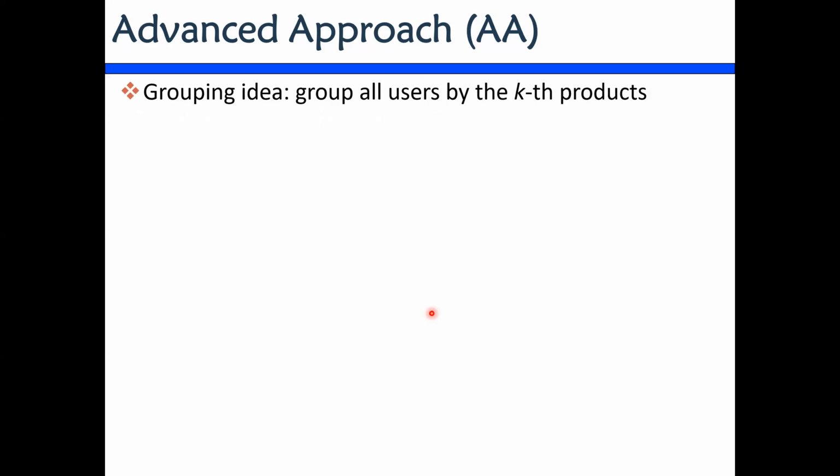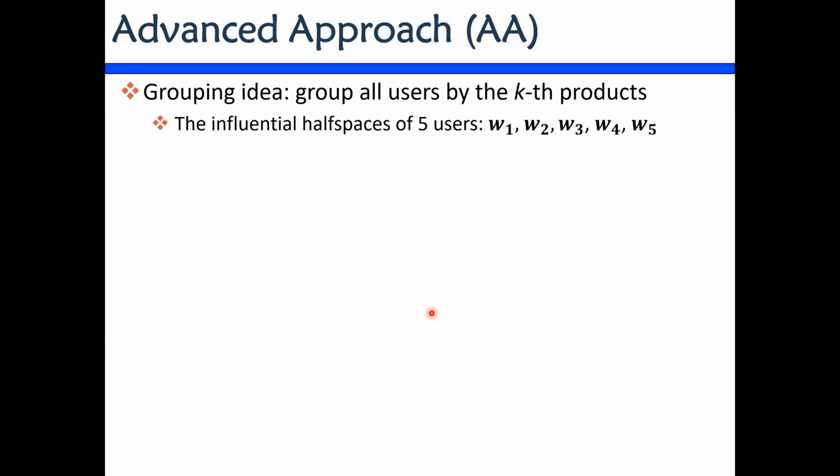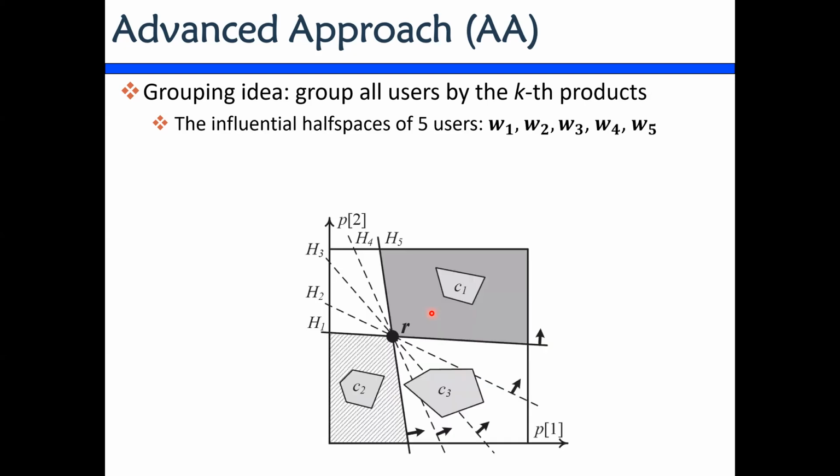So a central idea that we'll use is a grouping idea. We group our users according to their kth product, so that users that have the same top kth product are forming a group. I'm visualizing here such a situation where I have 5 users whose top kth product for all 5 of them is product R. This is visualized here, and you can see what happens.